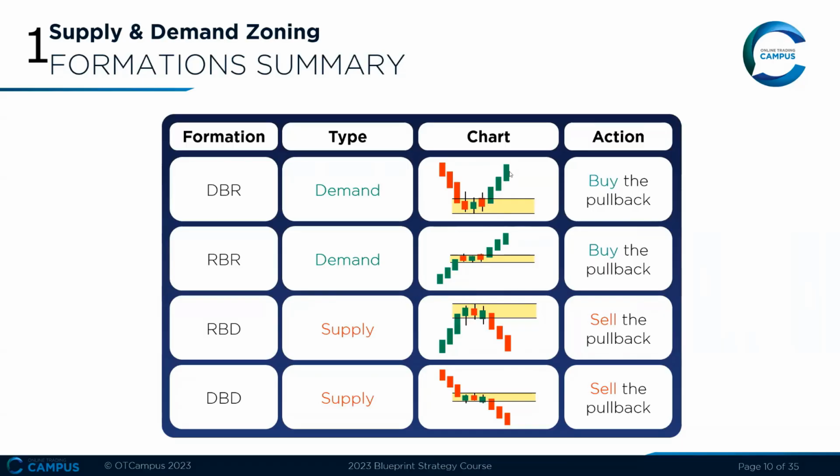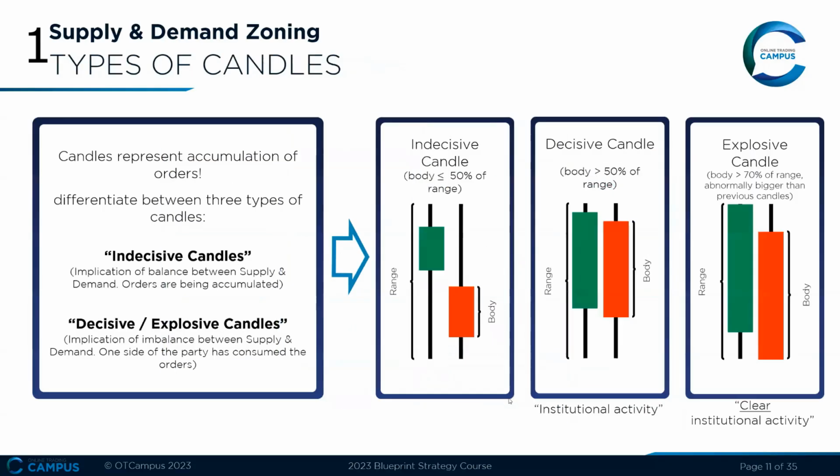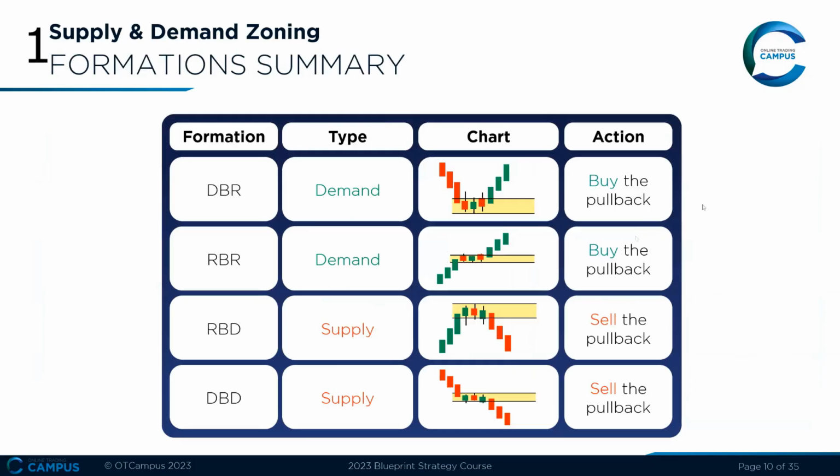So you can already understand that the candles we want each of these parts of the formations to consist of, the green part on demand here and the red part on supply here, we want to see imbalance. We want to see institutional activity, and the better the institutional activity, the greater the chances of there being unfilled orders. And so what we ideally want is, of course, explosive candles to be part of this specific formation.